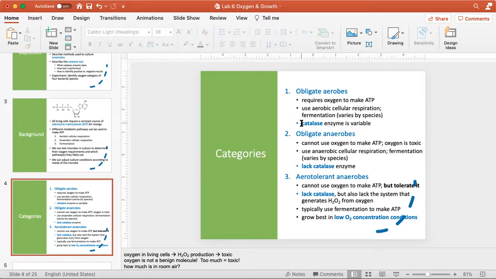Now, on the other end of the spectrum, really, the opposite category is an obligate anaerobe. These are organisms that not only don't use oxygen to make ATP, but they find oxygen toxic. Oxygen will kill this kind of an organism. They're obligate. They must be in an environment that is free of oxygen, or they'll die. These organisms perform anaerobic cellular respiration as their primary pathway to make ATP. They can also sometimes use fermentation. Again, that varies by species.